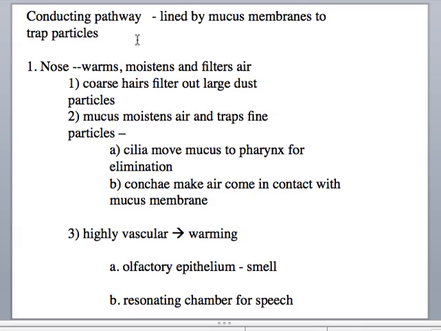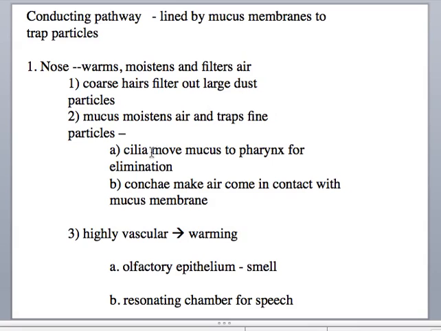The first part we'll talk about is the conducting pathway, and this is the pathway that carries the air to the lungs. It's lined by mucous membranes, which help trap particles of dust and dirt and bacteria, that sort of thing. The first part would be the nose, and it's really important because it warms and moistens and filters the air. It's got these nice hairs that you find in your nose that help filter out the really large dust particles. And then it's got mucus, which will moisten the air, and it also helps trap fine particles.